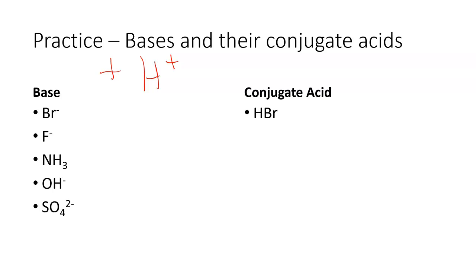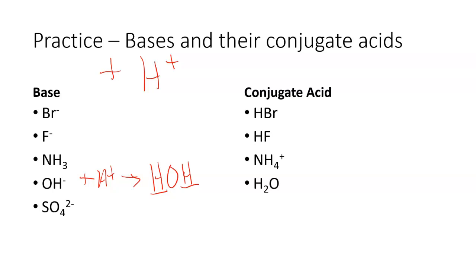So these are the answers. I'm going to add H plus to Br minus. It's going to be HBr because the positive is going to cancel out that negative. Same thing with my fluoride ion. HF is the conjugate acid. NH3, I add my H plus, gets me NH4 plus. OH minus, add that H plus, that gets me water. So you might have thought that this, you add your H plus and you get HOH. Well, we have something that has two H's and one O. We write that as H2O. So just be aware of that as well. And our last one, we add our H plus to SO4 2 minus. And that's going to give us HSO4 minus.